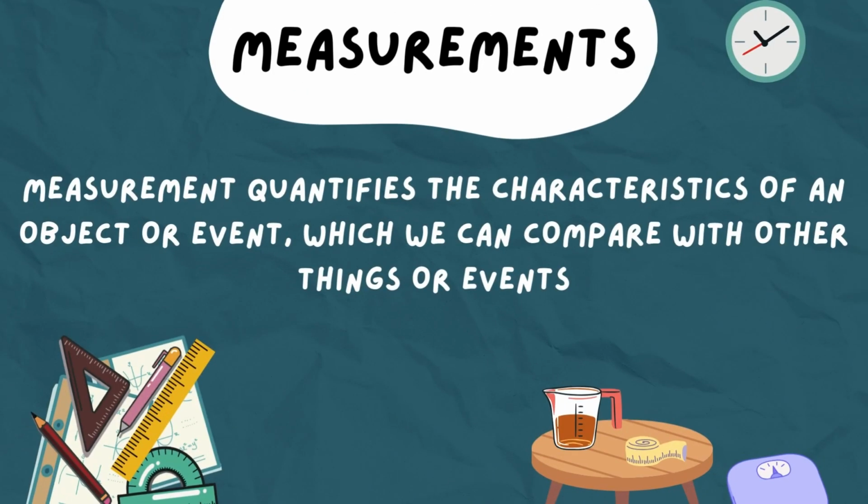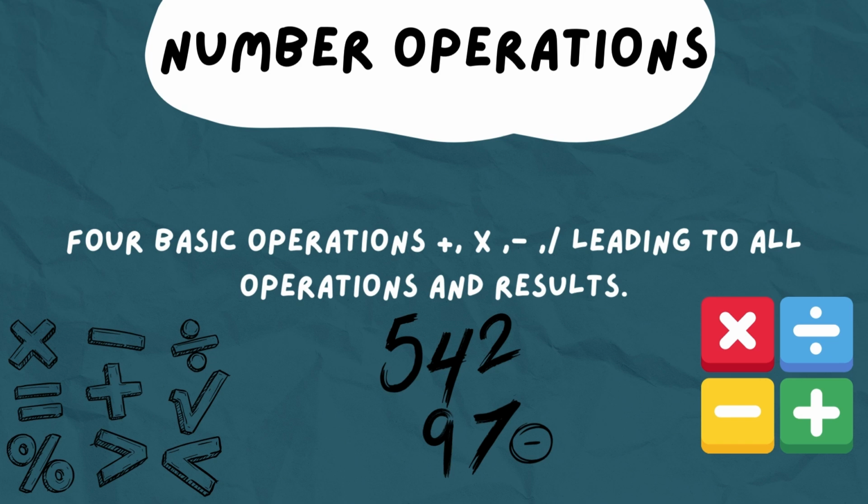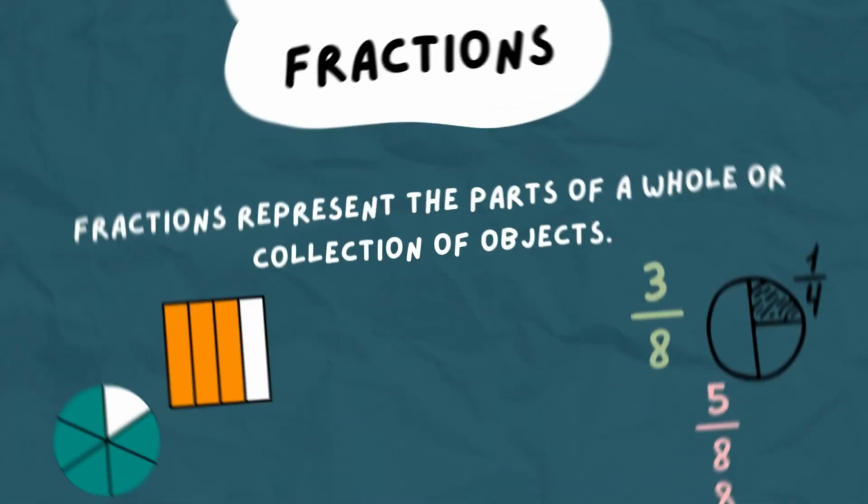The second topic is measurements. Measurements quantify the characteristics of an object or event, which we can compare with other things or events. The third topic is numbers and operations. The 4 basic operations leading to all operations and results.